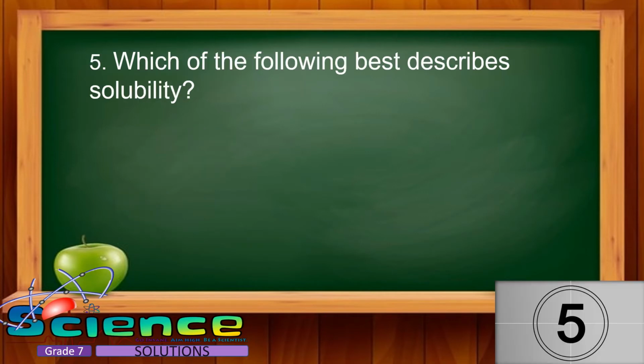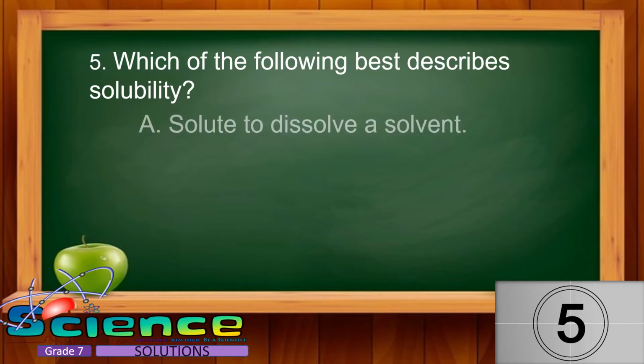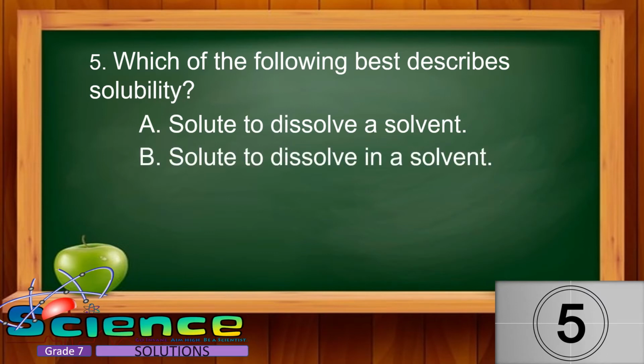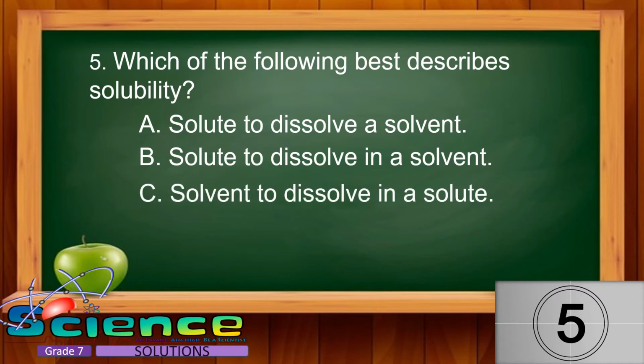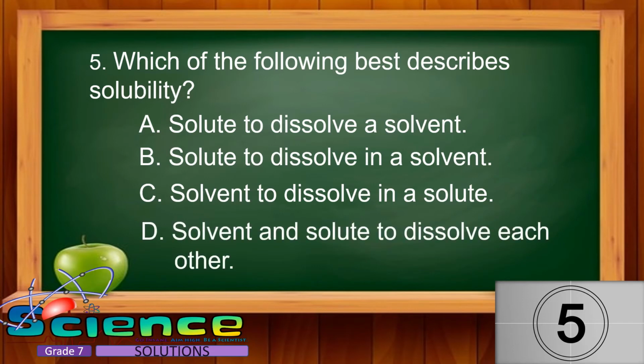Number 5. Which of the following best describes solubility? A. Solute to dissolve a solvent. B. Solute to dissolve in a solvent. C. Solvent to dissolve in a solute. D. Solvent and solute to dissolve each other. If your answer is letter B, you are correct.